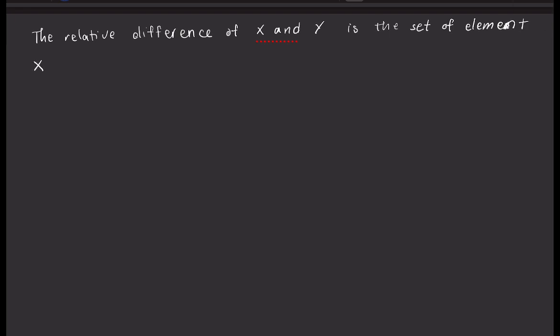The next definition is the relative difference of X and Y. We say the relative difference of X and Y is the set of elements that are in X but not also in Y. In simple terms, it's like our subtraction in numbers, and we denote it the same as subtraction, which is X minus Y here.